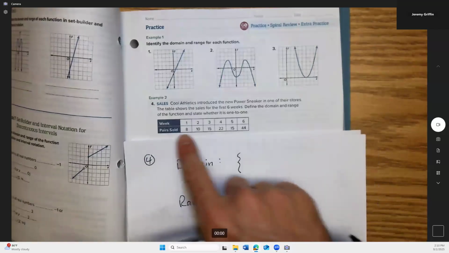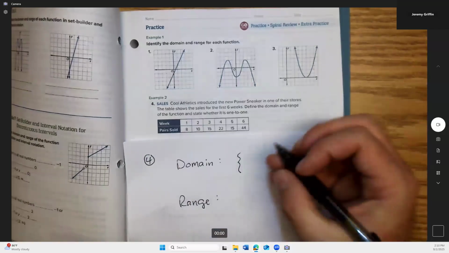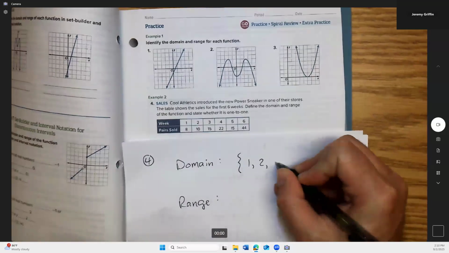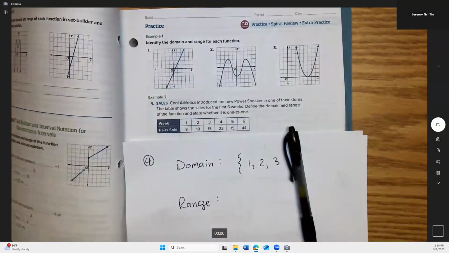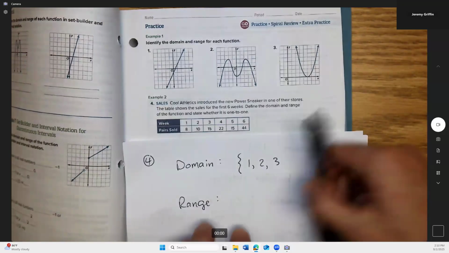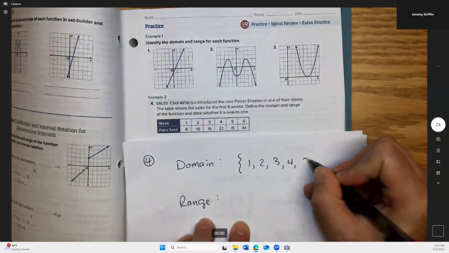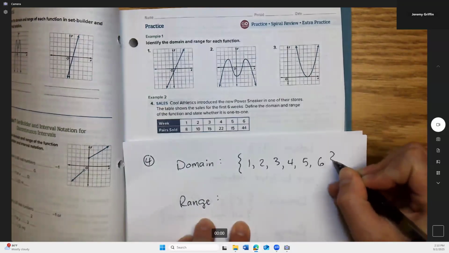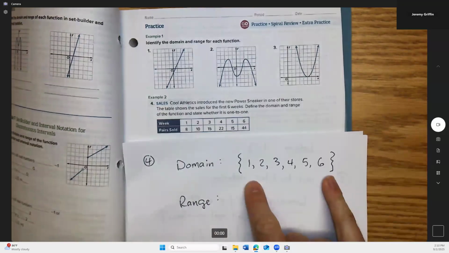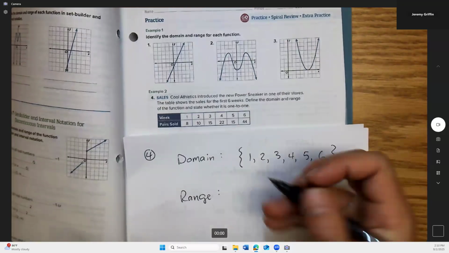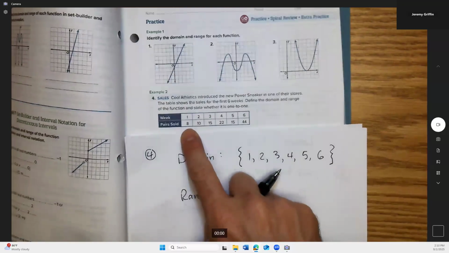So the domain can be the weeks. So let's go 1, 2, 3, 4, 5, and 6. Okay. And then for the range, let's see if we can put a story together.